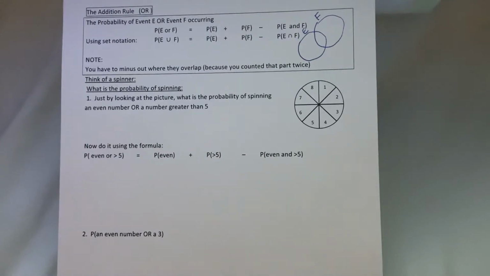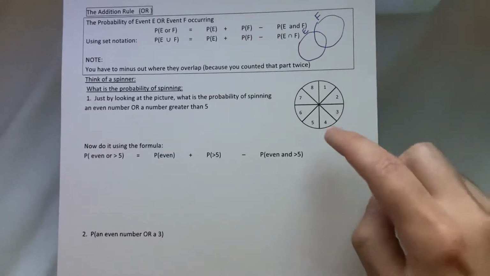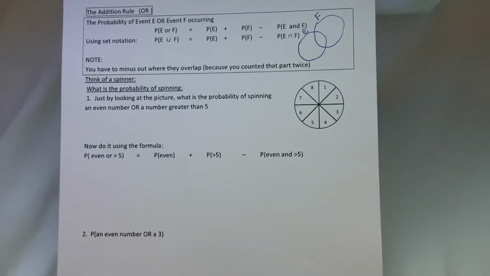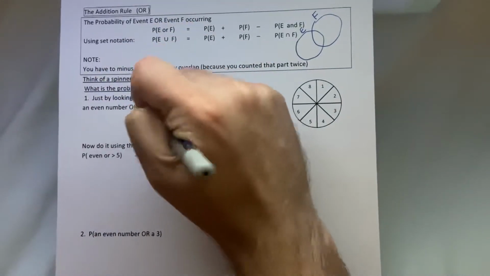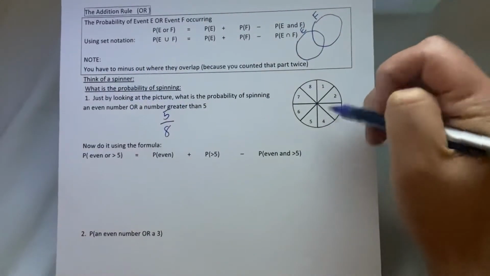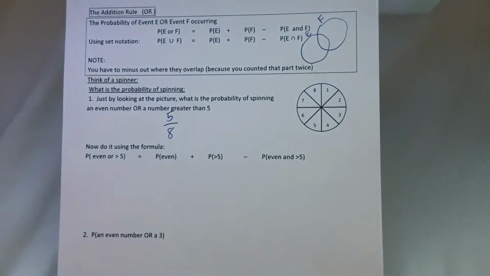So let's think of a spinner. Looking at the picture, what's the probability of spinning an even number or a number greater than 5? Well, we can see the even numbers are 2, 4, 6, 8. The numbers greater than 5 also include 7, so it would be 5 over 8, because 2, 4, 6, 7, and 8 are either even or greater than 5.